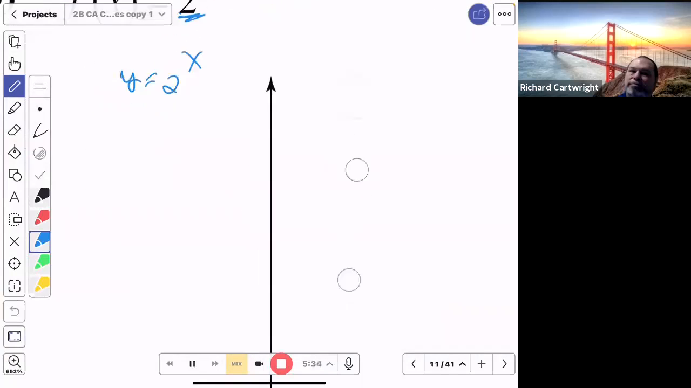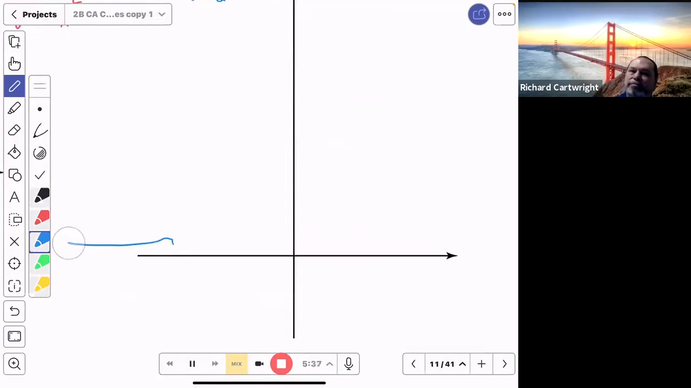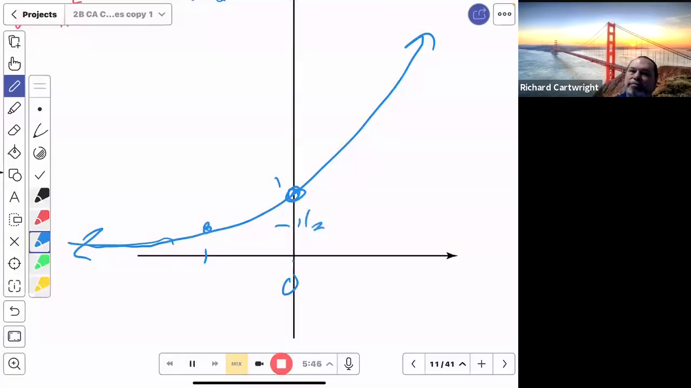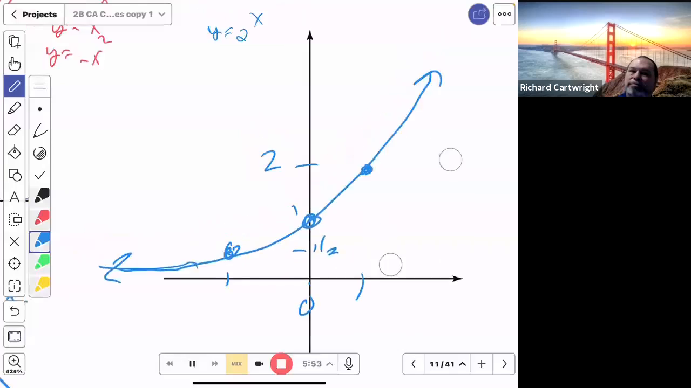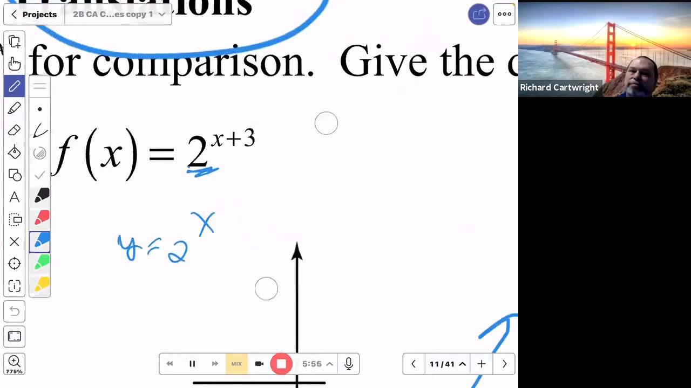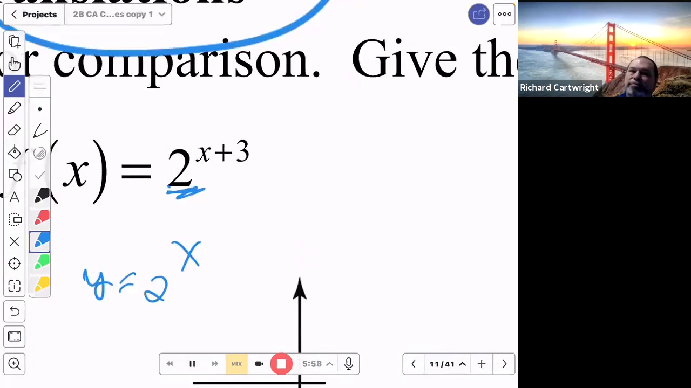And I'm so lazy, I just draw the same parent again. 0, 1, 1, 1/2, 1, 2. Same places, same points on the parent. But I need, and I hope there's somebody else paying attention: what happened to any function when you added a number to the x? What do the functions all do when you add to the x?